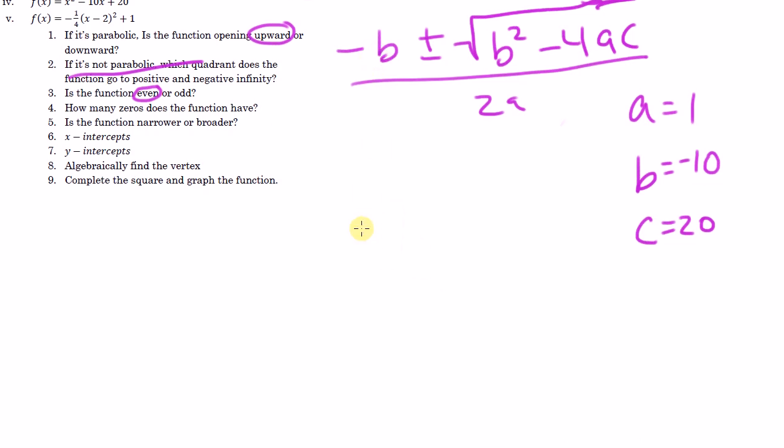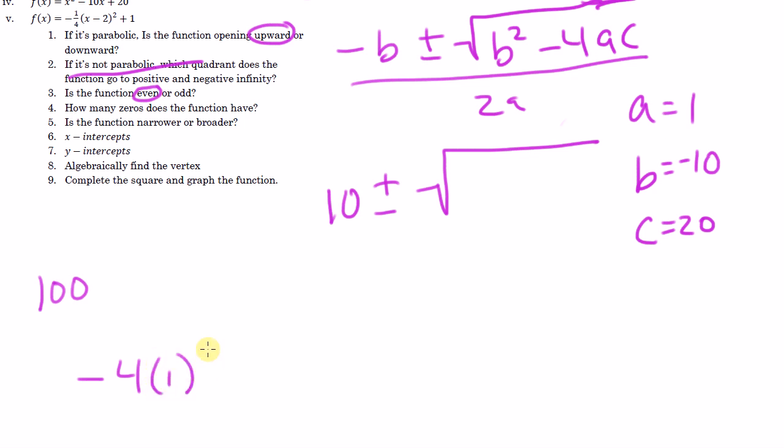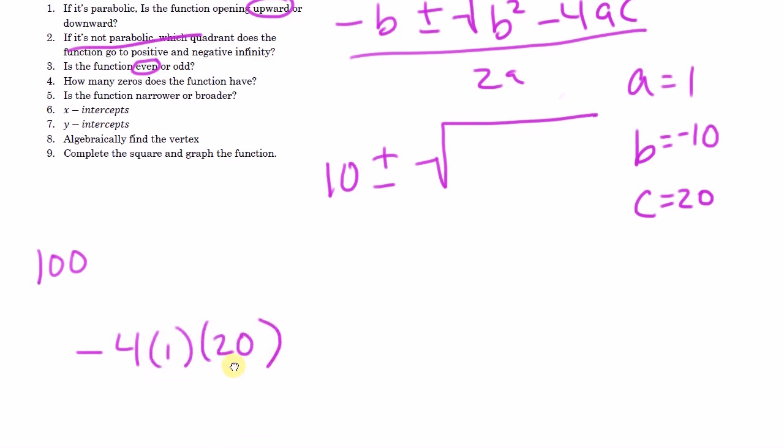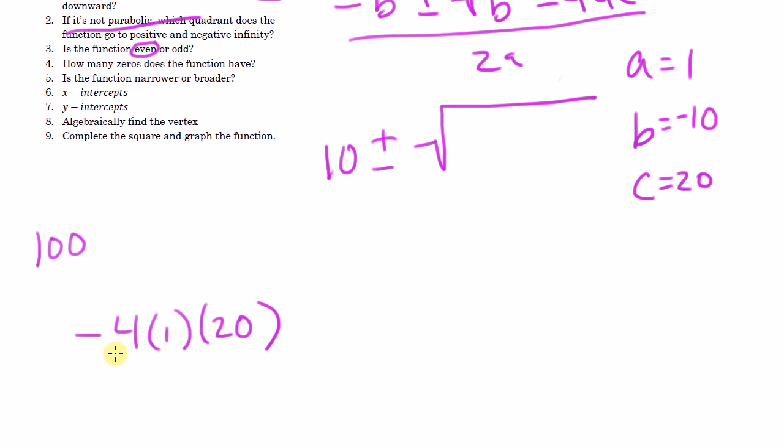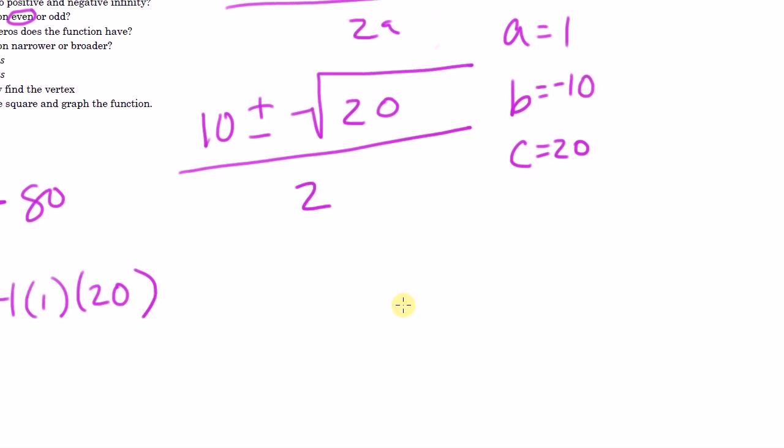So negative b is going to be 10 plus or minus the square root of b squared, which is 100, minus 4 times 1 times 20. Negative times positive times negative times positive is negative. Negative times positive is negative, so the answer is negative, and 4 times 20 is 80. And 100 minus 80 is going to be 20, all over 2 times 1, which is just 2.